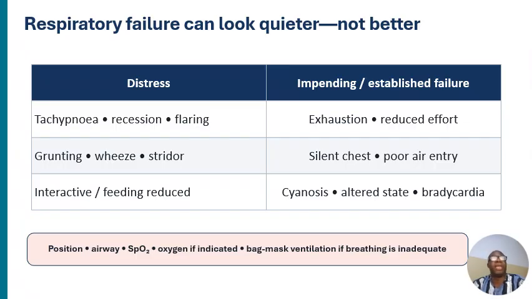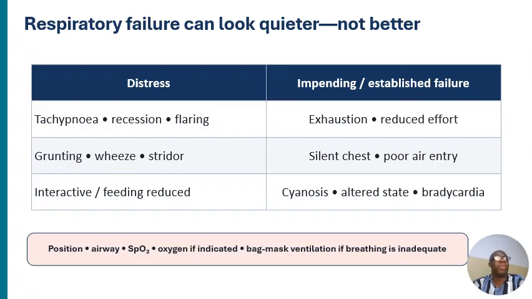The child becomes exhausted, respiratory effort decreases, air entry becomes poor, and the chest may become silent in such a case. Cyanosis, altered consciousness, bradycardia, apnea, or gasping are late and dangerous signs of respiratory failure. Therefore, a reduction in noise does not always mean improvement of the condition. So, be careful. Impending respiratory failure may look deceptively quieter, as I said earlier on.